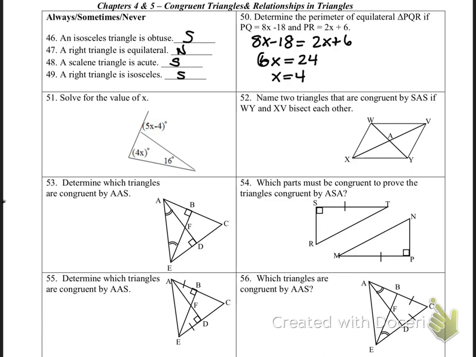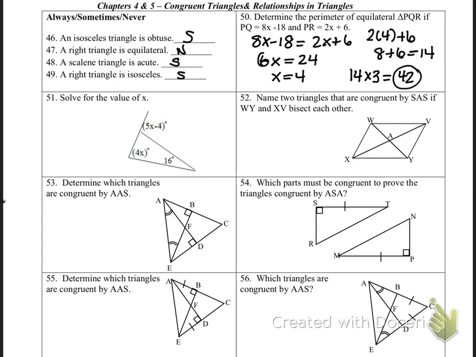So make sure you guys are reading the full problem, because this one wants us to determine the perimeter, not just x. So since I have what x is and I have two of the sides, I'm going to just plug in x to one of my sides. So 2 times 4 plus 6 is 8 plus 6, which is equal to 14. If you plug it into PQ, you should also get 14 because it's equilateral. And since we want the perimeter, I know that all sides are going to equal 14. So all I have to do is do 14 times 3, because a triangle has 3 sides, and that equals 42. So I know my perimeter is 42.